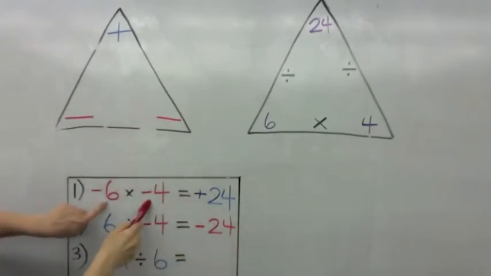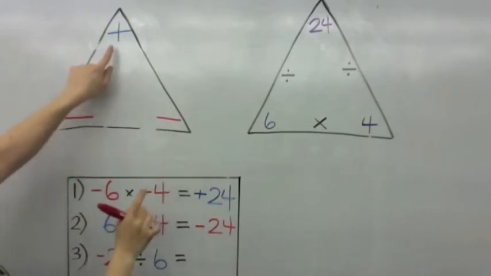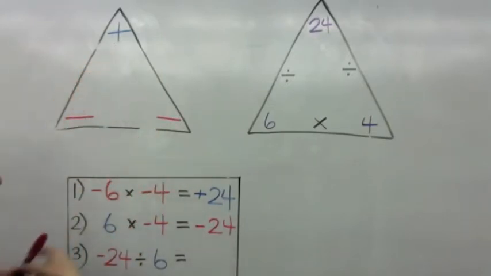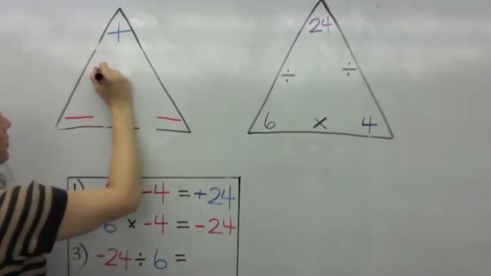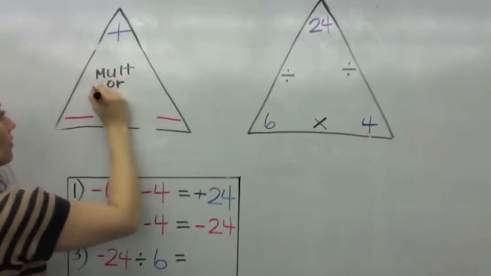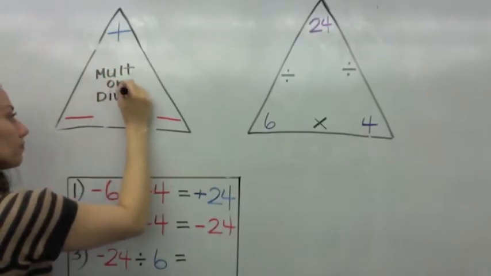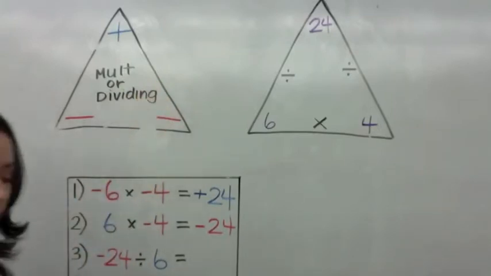So here you had the same signs. They were both negative, but negative times negative is positive. So what you're doing in the middle of this triangle, you are multiplying or you are dividing. All right, so let's do 2 more.